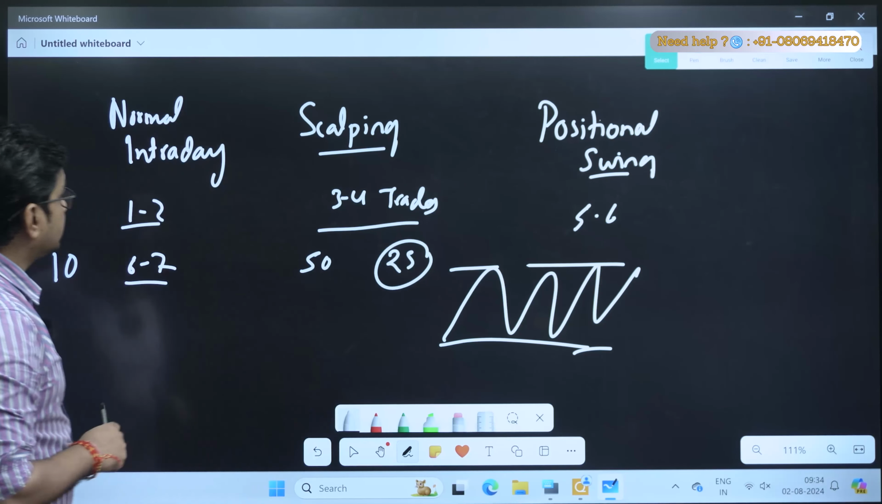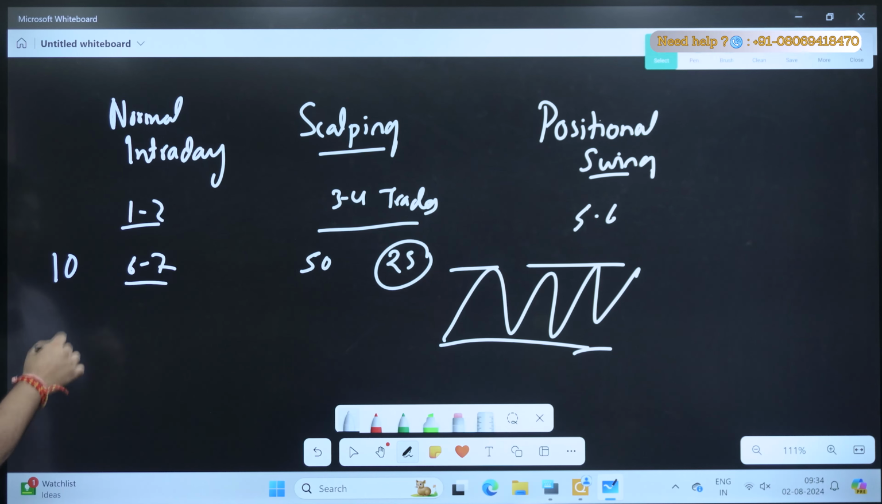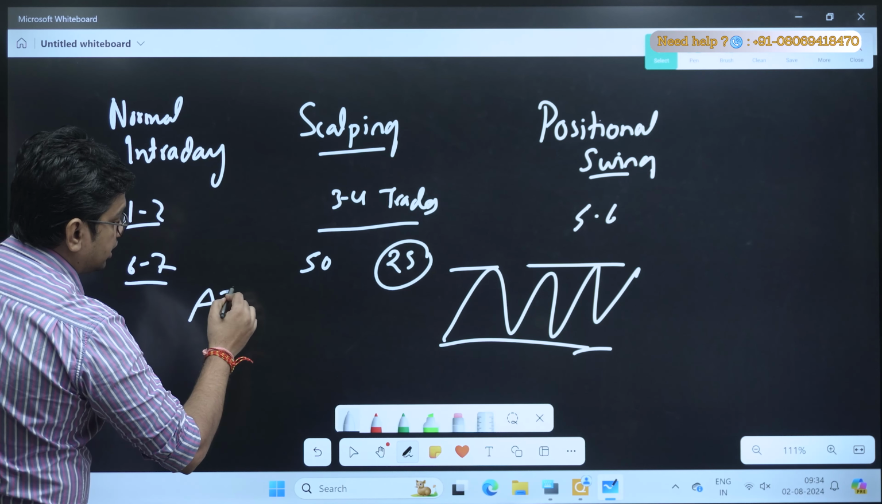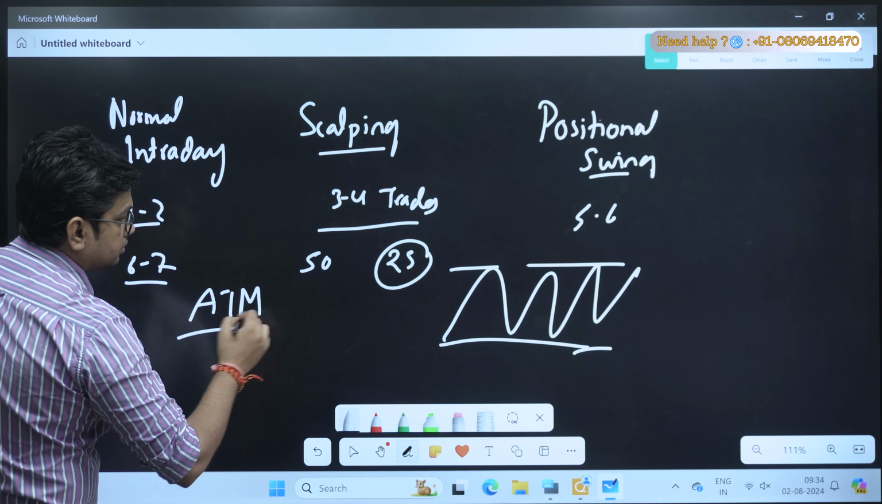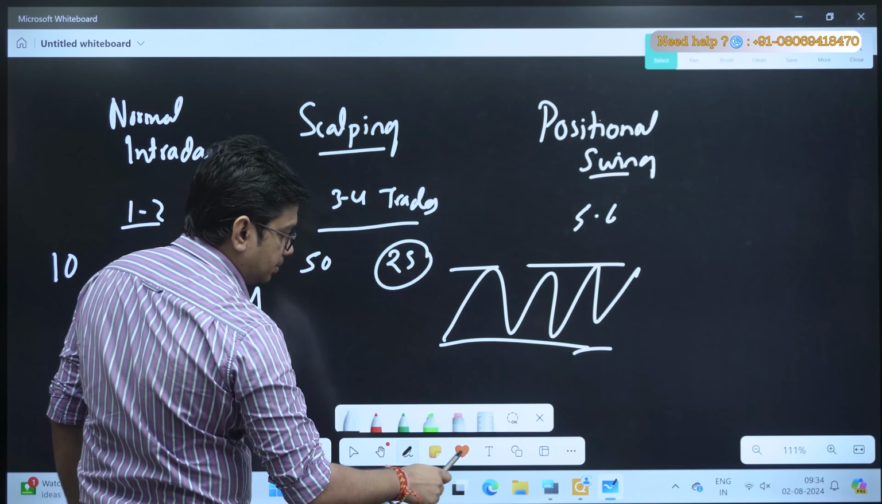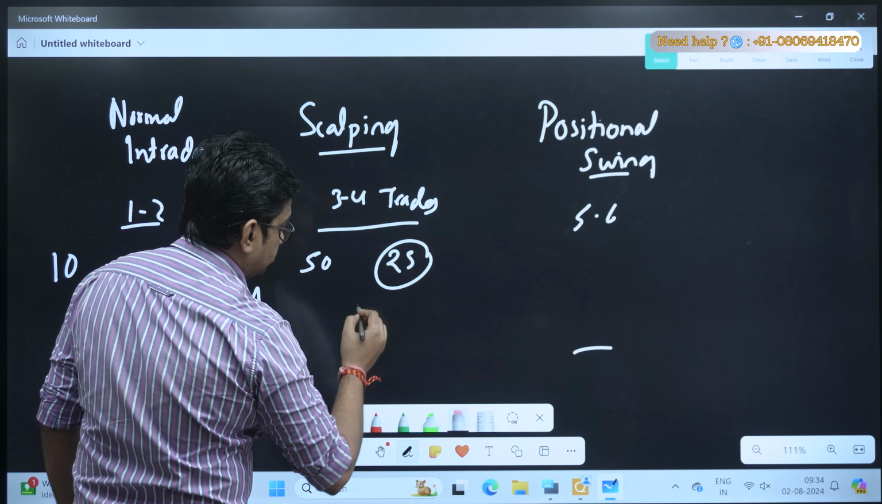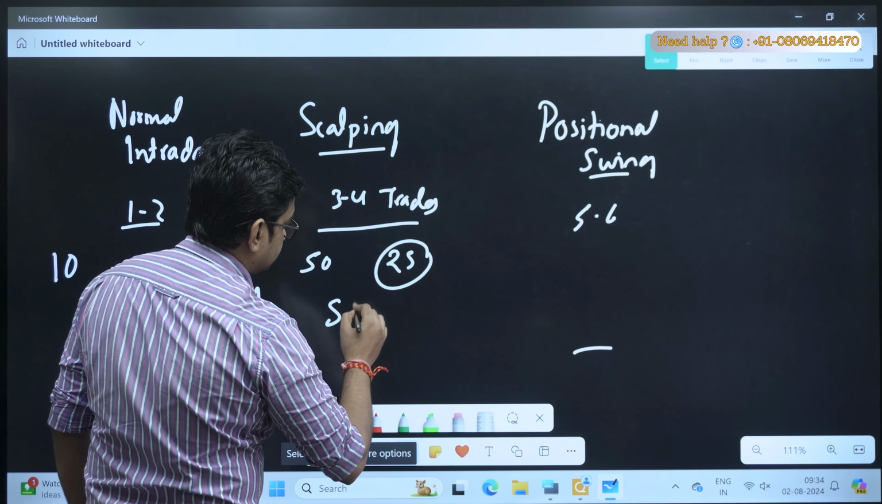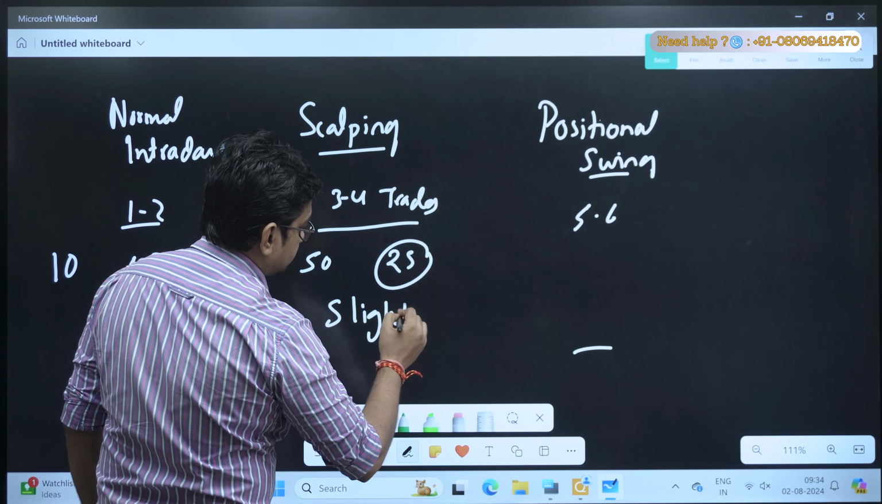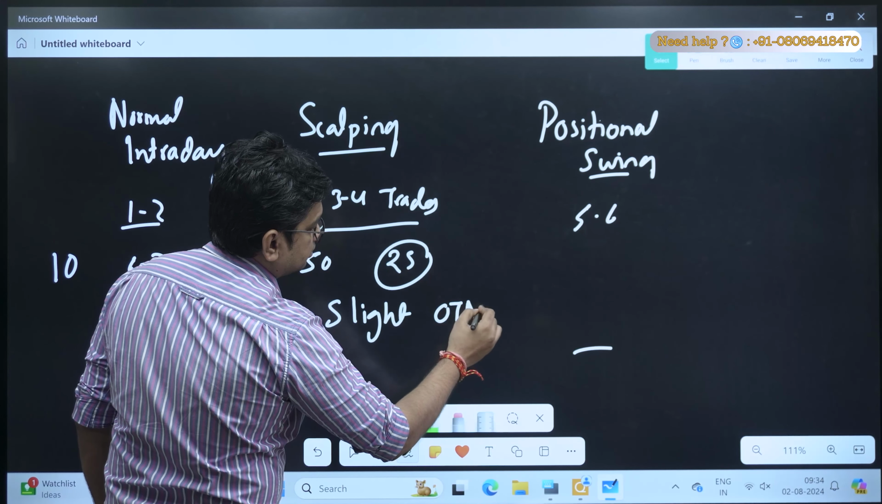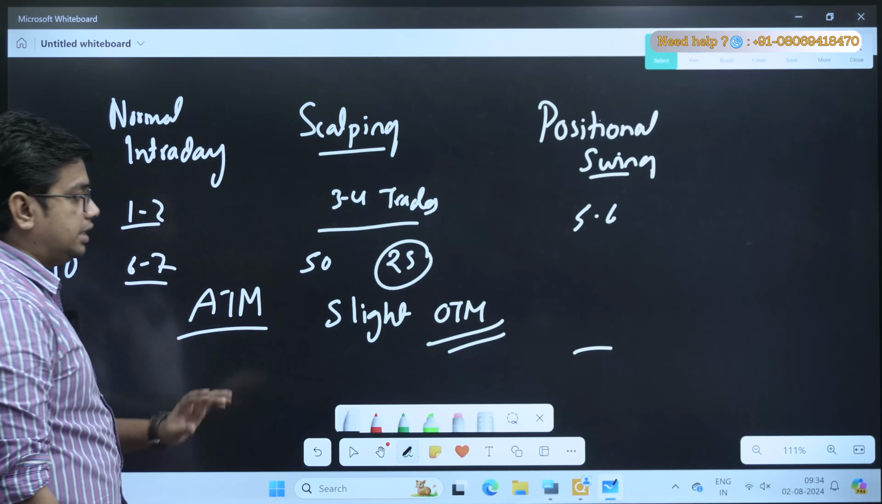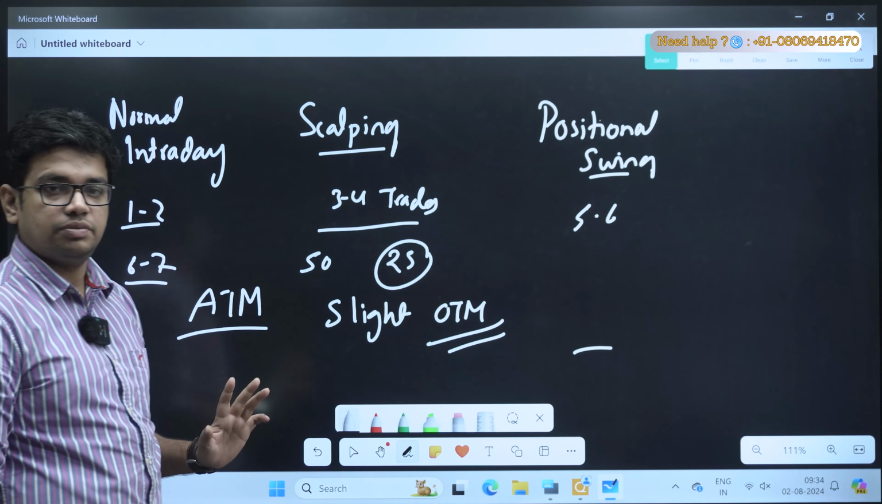Now if I go for normal intraday trading, then they should always go for the ATM. Slight OTM I can say for scalping, not deeper OTM, slight OTM, which will be safe.